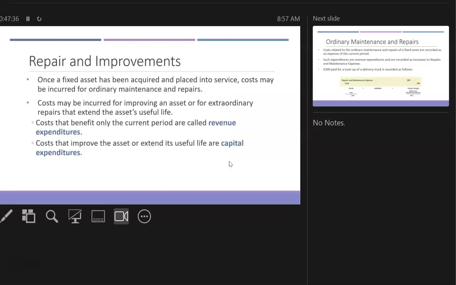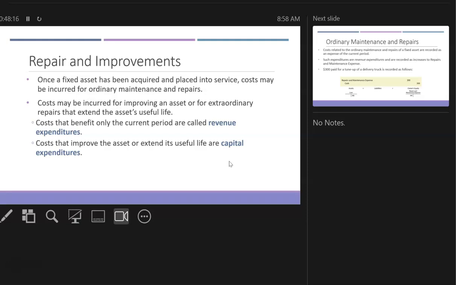Once a fixed asset has been acquired and placed into service, costs may be incurred for ordinary maintenance and repairs. Costs may be incurred for improving an asset or for extraordinary repairs that extend the asset's useful life. Costs that benefit only the current period we call expenditures. They're expensed in the current period.